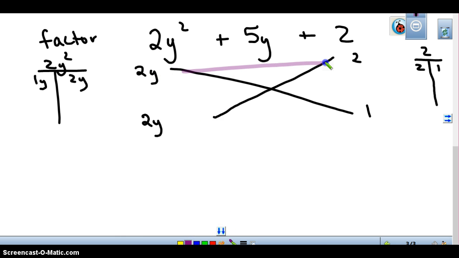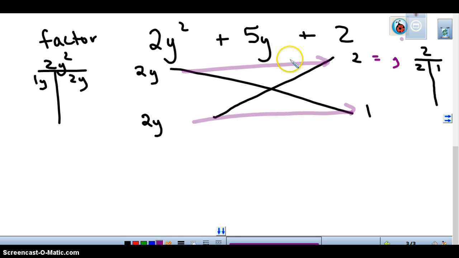If I multiply across, this equals 2y. If I multiply across here, this equals, no, this does not equal 2y, 4y, I'm sorry. Oh my goodness, mistake. I'm sorry. 2y times 1y. Thank you for catching that. So if I multiply, I get 4y. 1y times 1 equals y.